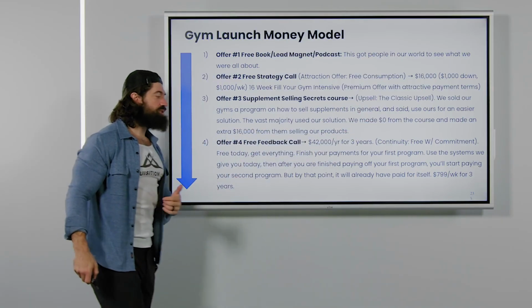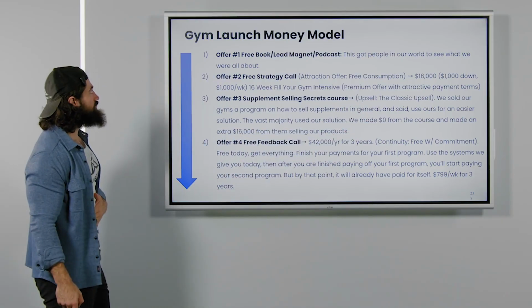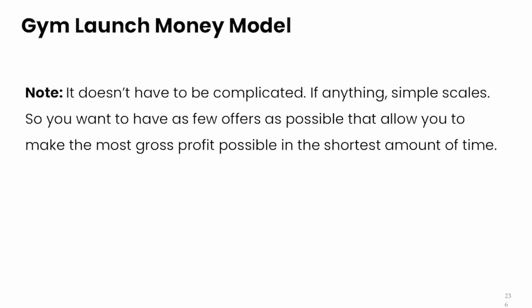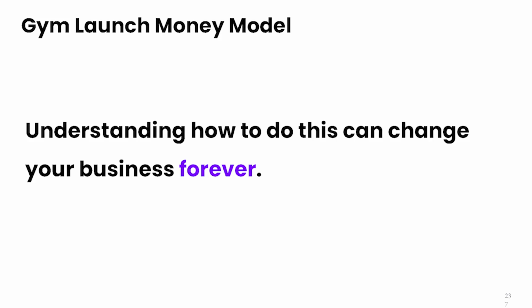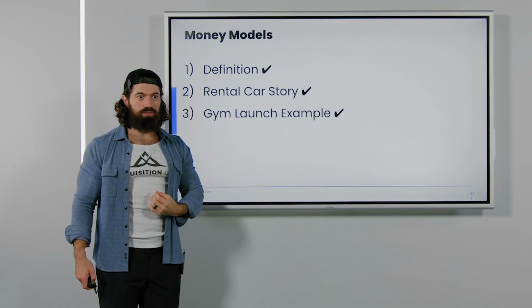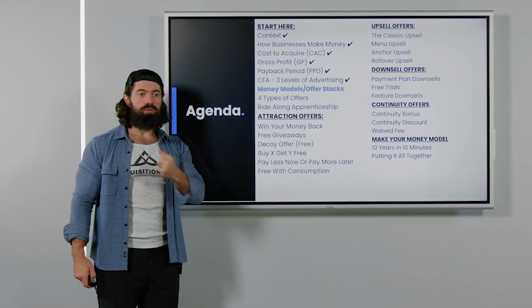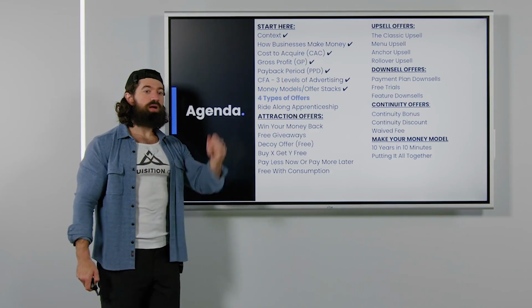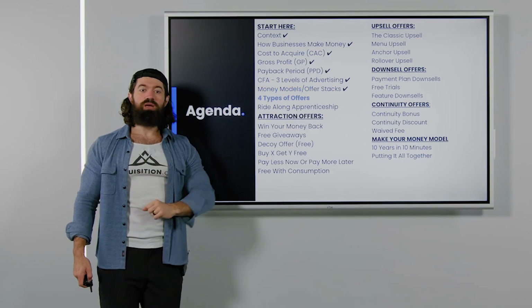That's how we got so many people to say yes. And to be fair, that's how we did it for years. It doesn't have to be complicated. If anything, simple scales. So you want to have as few offers as possible that allow you to make the most gross profit possible in the shortest amount of time. Understanding how to do this can change your business forever. So that is fundamentally examples of money models and what a money model is. Great. Kaboom. Now we talk about the 4 types of offers that create money models to begin with.